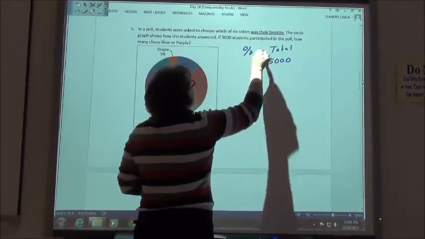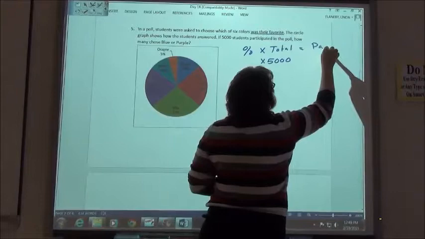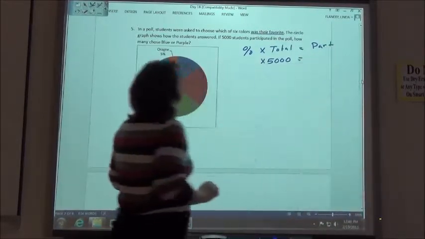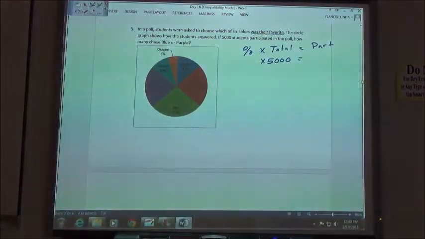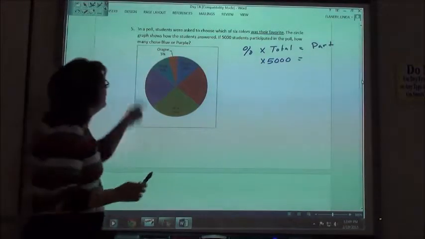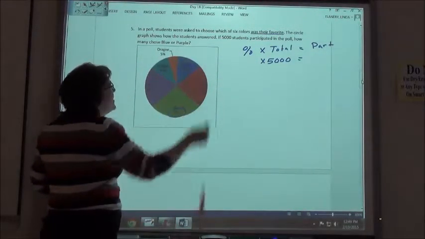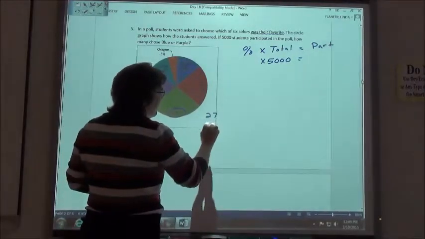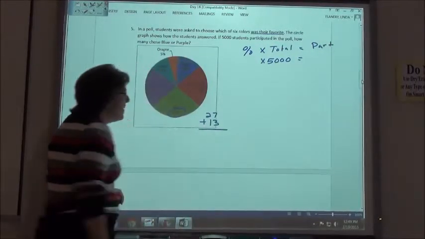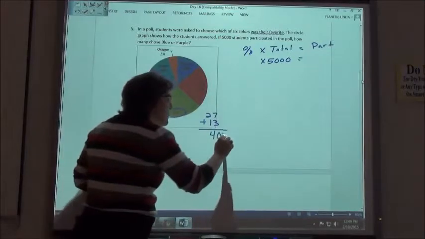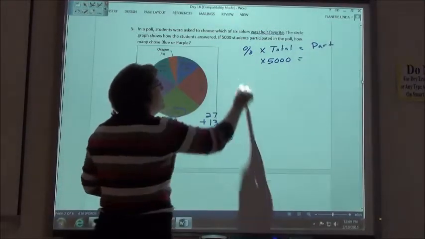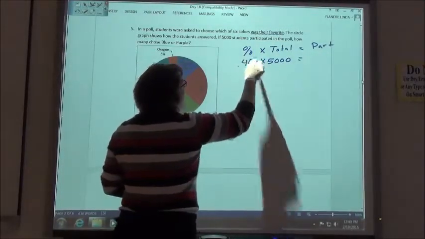Percent times my total equals my part. And I want to find the part that just chose blue or purple. How many chose blue? 27%. 13% chose purple. So 27 plus 13 was 40%. And the decimal for 40% was 0.4 or 0.40.